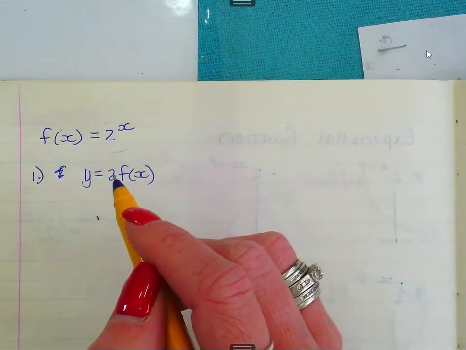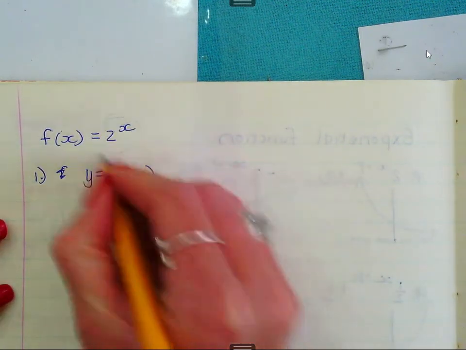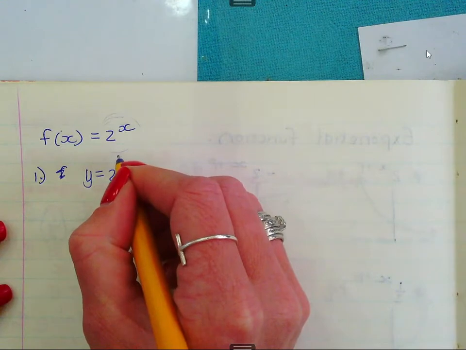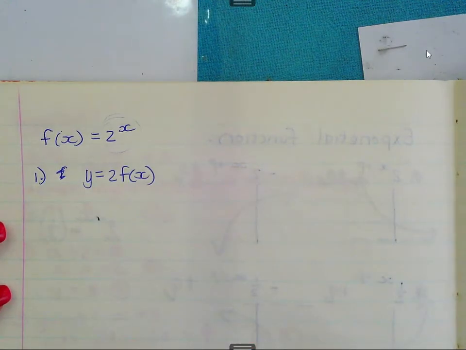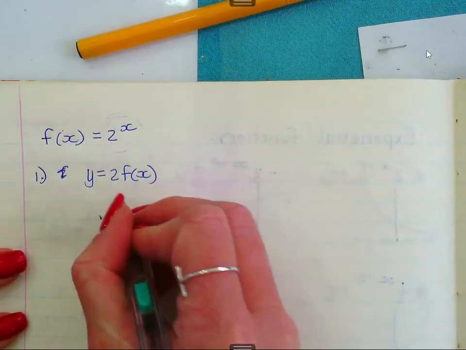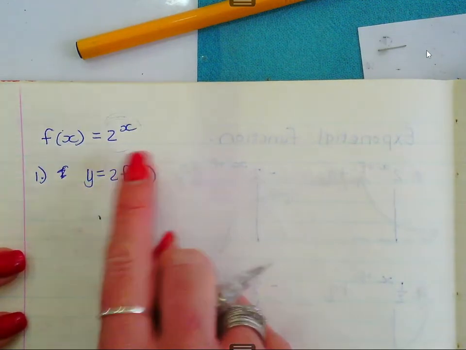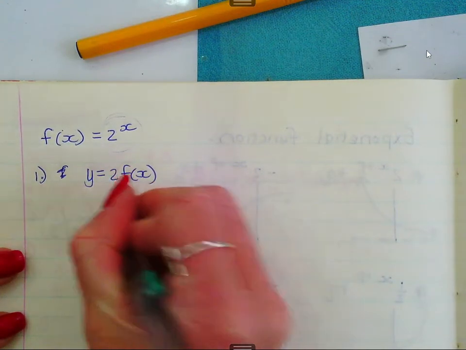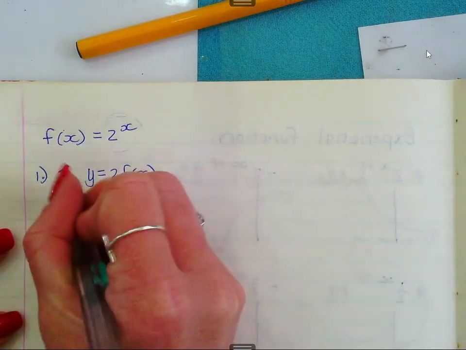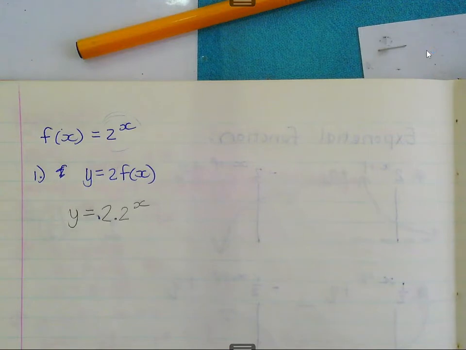So what I'm going to do is take the whole thing and substitute in the 2. Do you understand? So it's going to look like this. Let me just get a pencil. F of x is 2 to the power of x. But I want 2 f of x. So I put the 2 in front. And that's the equation of the new one. So will it be 4 to the power of x? Why not?